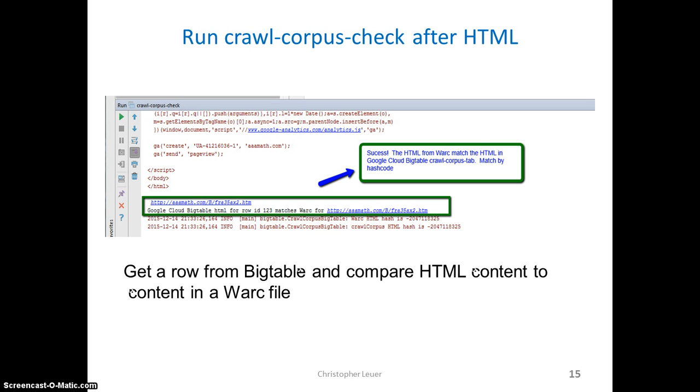After you've run the program, you can also run this optional crawl corpus check runnable. I've done all of this from the IDE. I don't recommend compiling the jar files down and running them. There's no interface, no website or anything. You just run this from the IDE and you'll get results, and you can see the results in the console. What this does is check a work file record against a Bigtable row and see if the HTML that's stored in one matches the other.